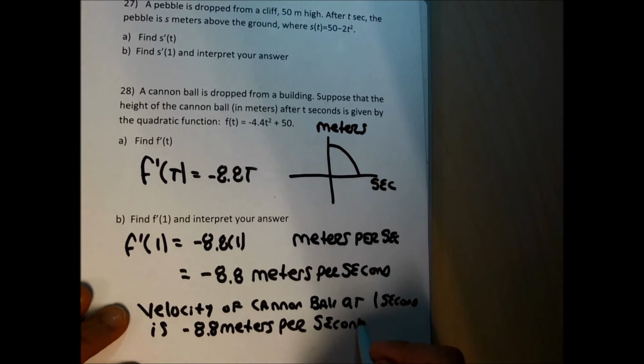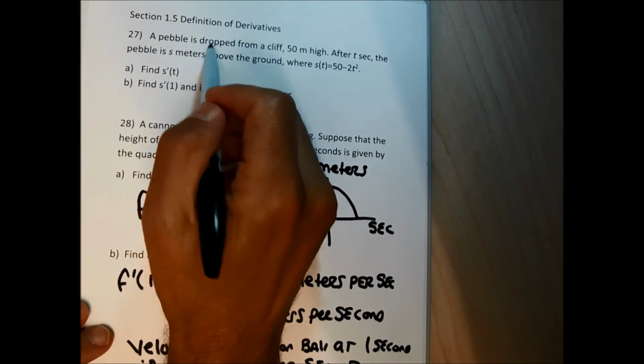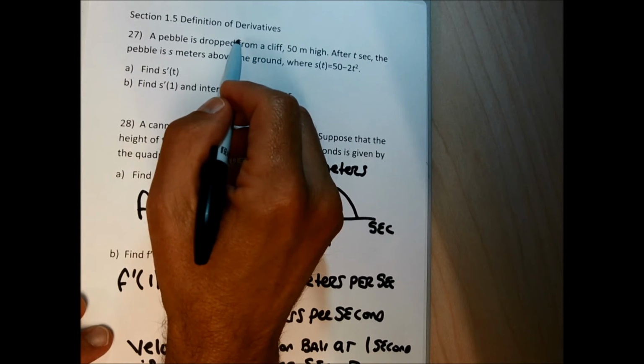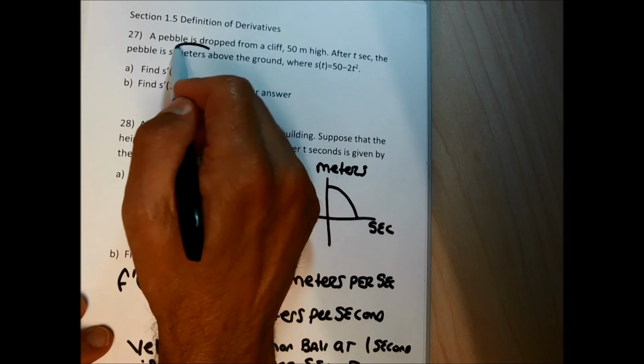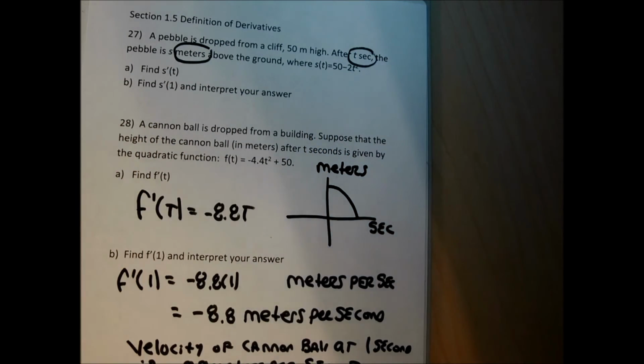All right, so your problem 27 is exactly the same style of problem. The first thing you're going to do is find s prime of t by finding the 2 points and finding the derivative. And then your interpretation is going to be very similar because this pebble that's being dropped has a height in meters and the times in seconds. When you have a height in meters and a time in seconds, the derivative is going to give you a velocity or a speed in meters per second.